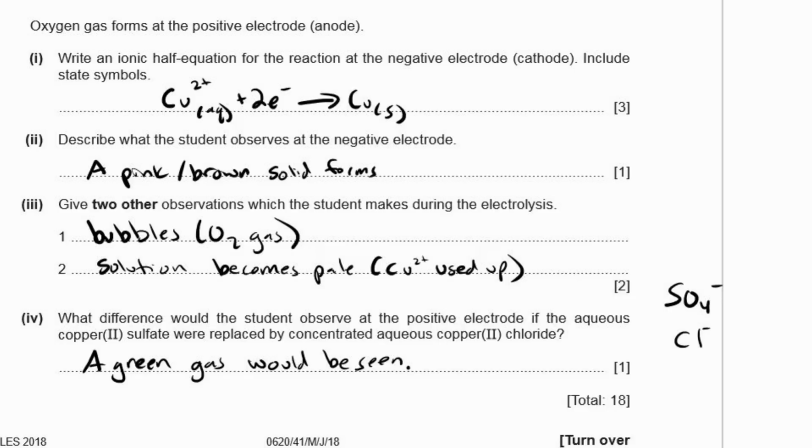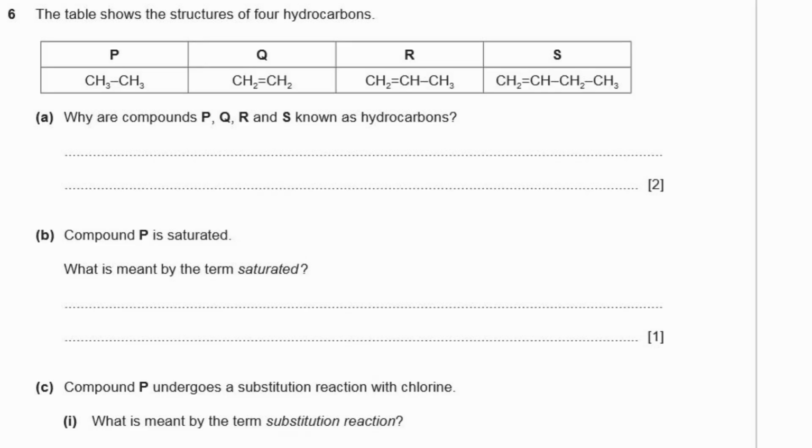All right, so let's move on to question 6. Question 6. The table shows the structures of 4 hydrocarbons, P, Q, R, and S. Why are compounds P, Q, R, and S known as hydrocarbons? Okay, it's because they only contain carbon and hydrogen. Hydrocarbons, carbon and hydrogen. So they only contain carbon and hydrogen. That's it.